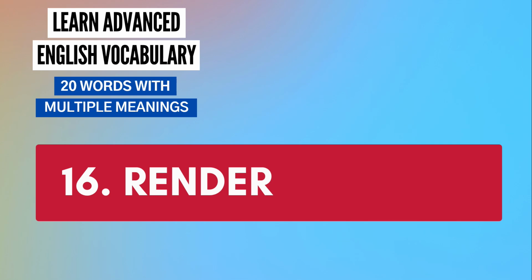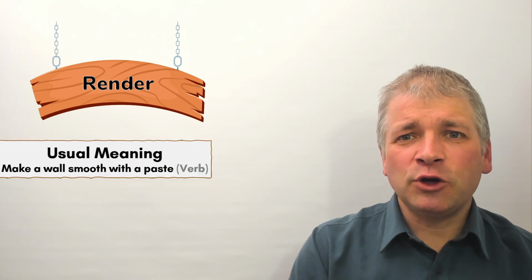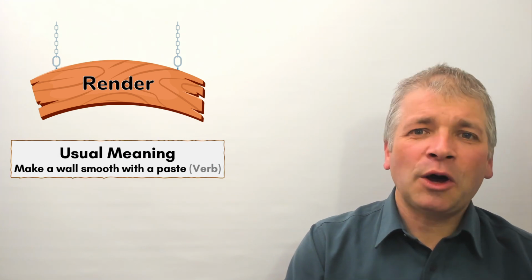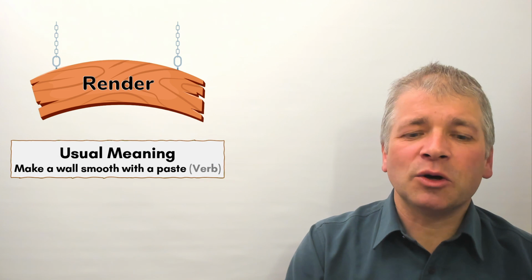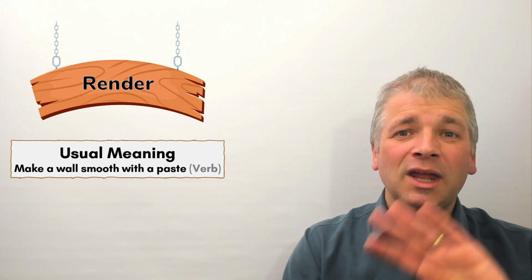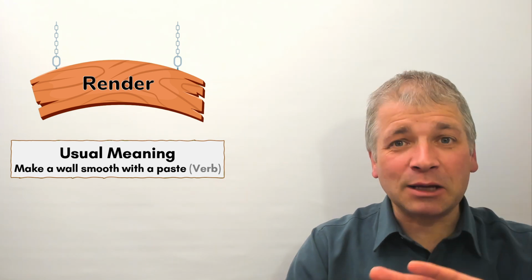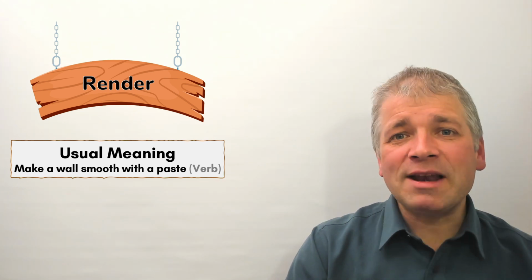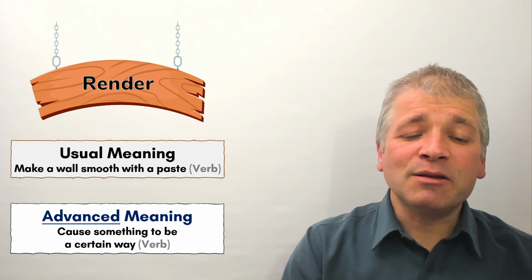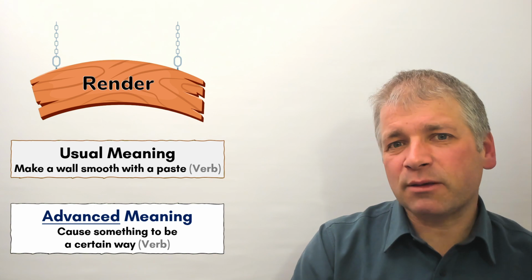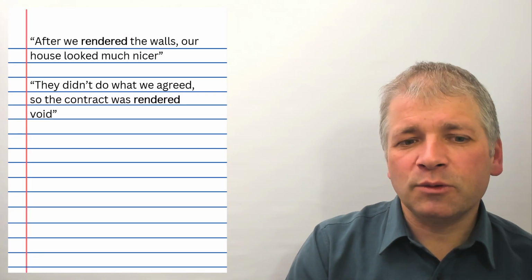16 is render. If you know anything about building words in English, you will know that render is a material that you put on a wall and it makes it smooth. So it makes a wall smooth with a kind of a paste that sticks to the wall. But render has another use too. It means to cause something to be a certain way. And look at the examples for how we use them.